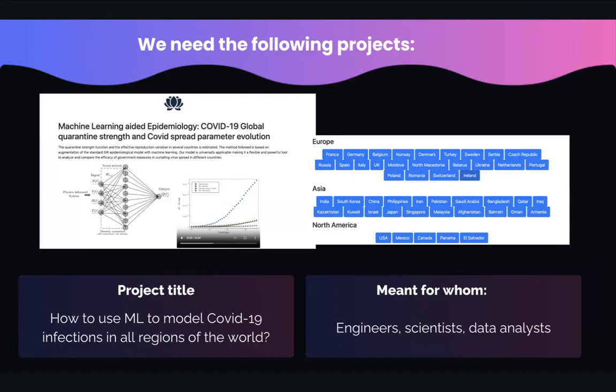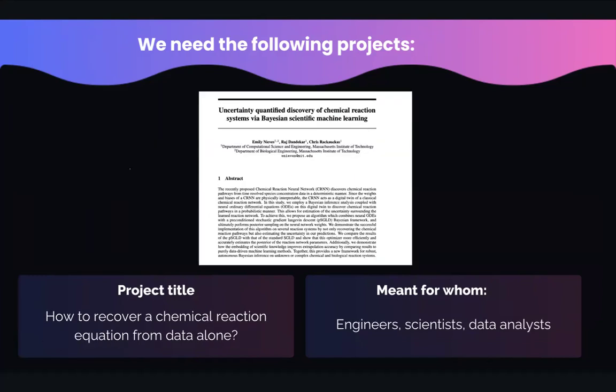How to use ML to model COVID-19 infections in all regions of the world? Yes, of course, very serious. How to recover a chemical reaction equation from data alone? Now, this is meant for people who are in the chemical domain and want to transition to machine learning. How is this problem statement going to help you? It shows the recruiter, or your grad school, that you're not trying to run away from your core domain. You're trying to successfully integrate machine learning into your profile by using the knowledge that you learned previously. That is the beauty of choosing problem statements that integrate successfully into your profile, right?